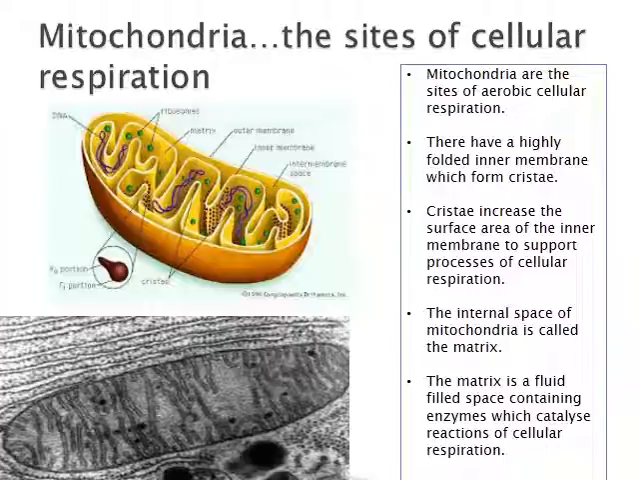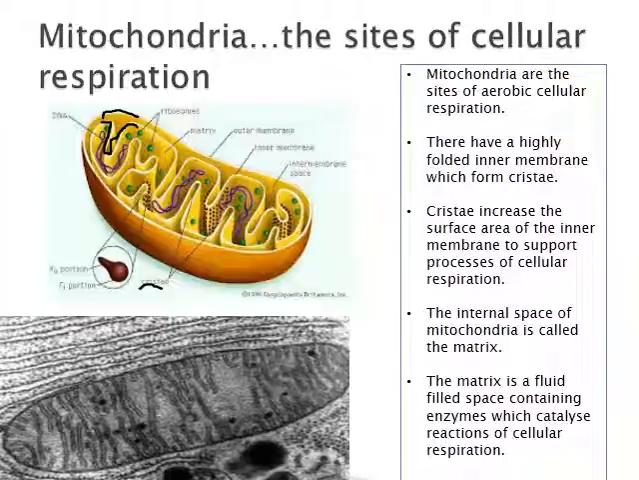So let's have a better look at this organelle. So your mitochondria, it has its outer membrane, and then it has this highly folded inner membrane, and the folds are referred to as cristae, and what the folds are doing is they're increasing the surface area within the mitochondria.